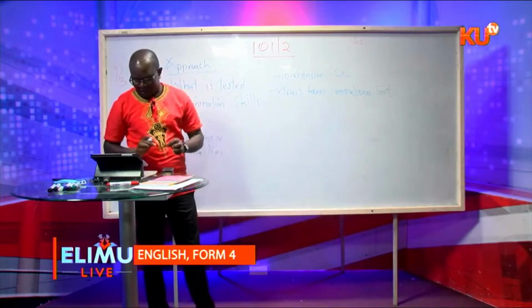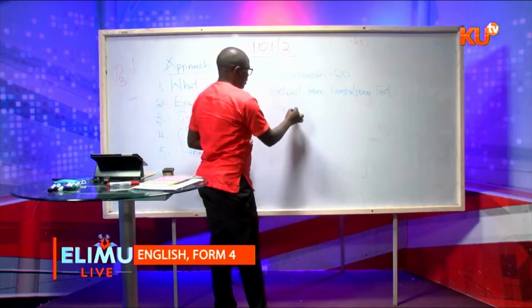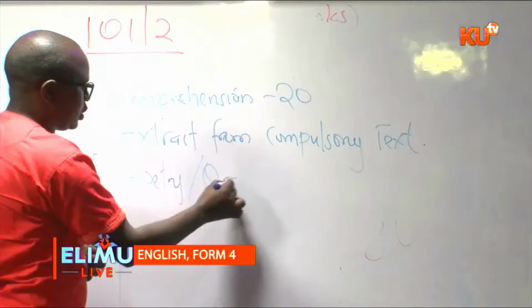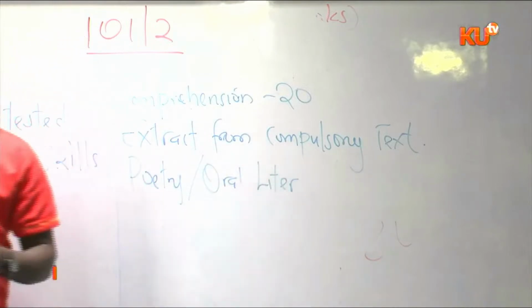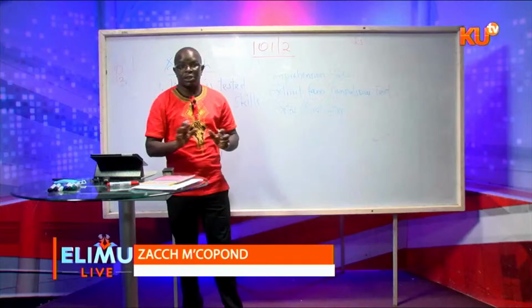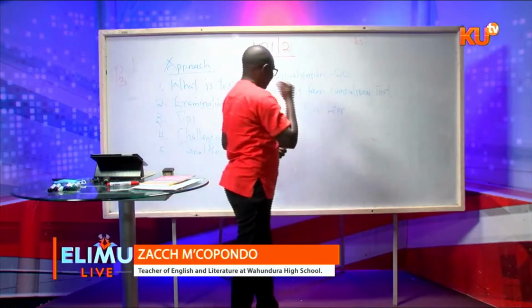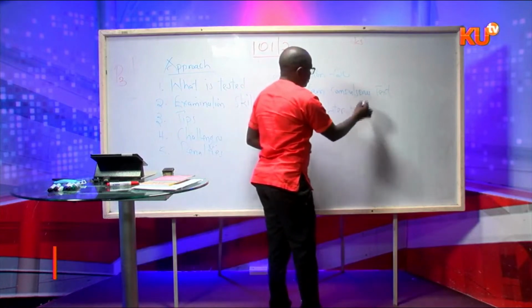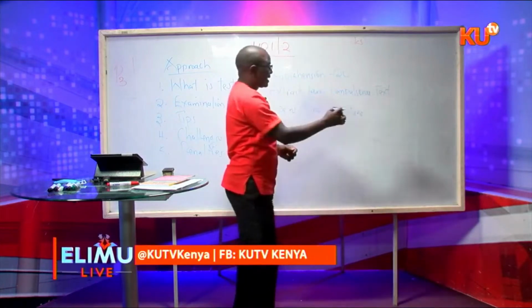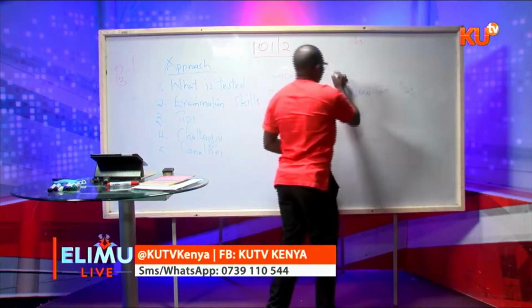Then what is again tested here is question 3, poetry. Poetry stroke oral literature. And in this category, I'm going to give us the different poetries or oral literatures that have been tested since we started testing this paper in 2006. So we have oral literature. So extract from compulsory text carries 25 marks. This carries 20 marks.